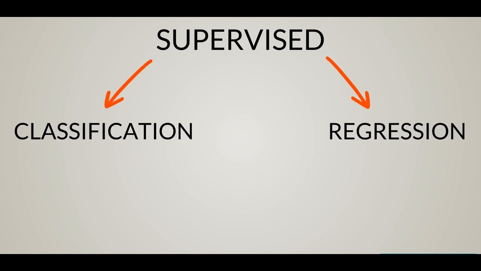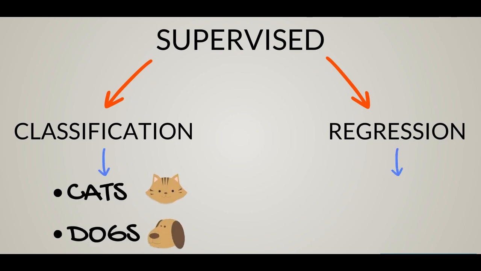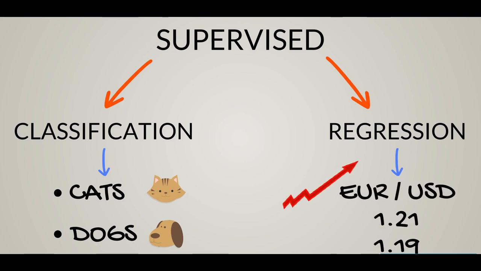The difference is very straightforward. Classification supervised learning models provide outputs which are categories, such as cats or dogs. In regression supervised learning models, the outputs will be of numerical type. For instance, predicting the euro-dollar exchange rate will always give us a continuous number, like 1.21 or 1.19. In this course, we will create both classification and regression algorithms.